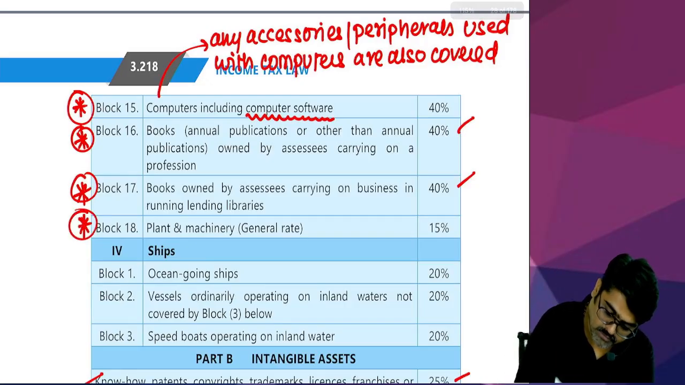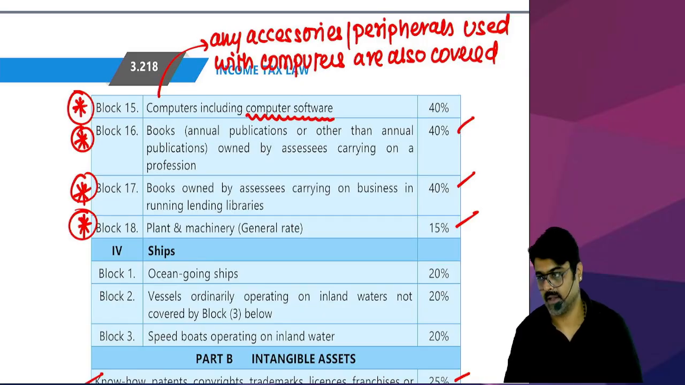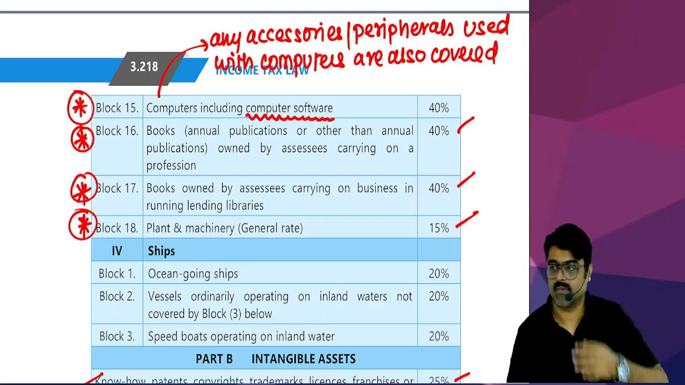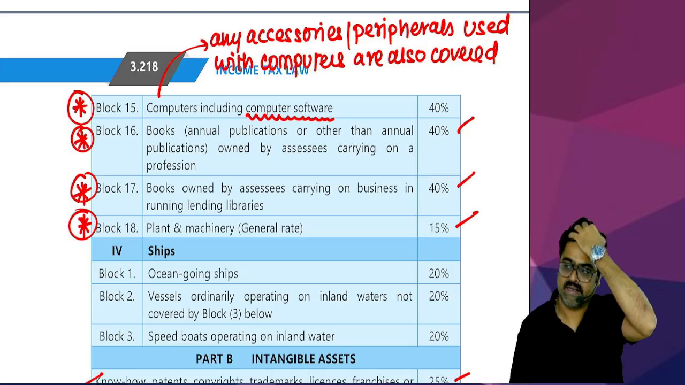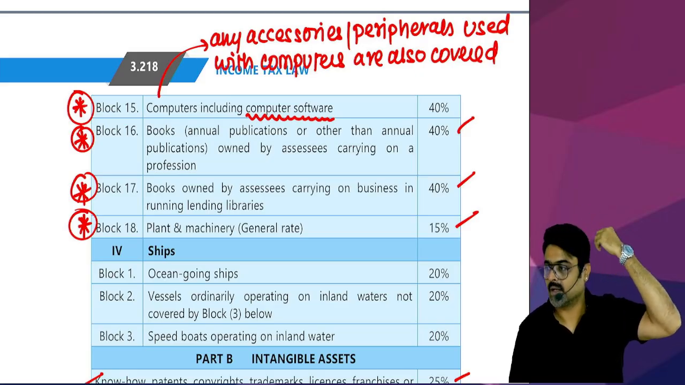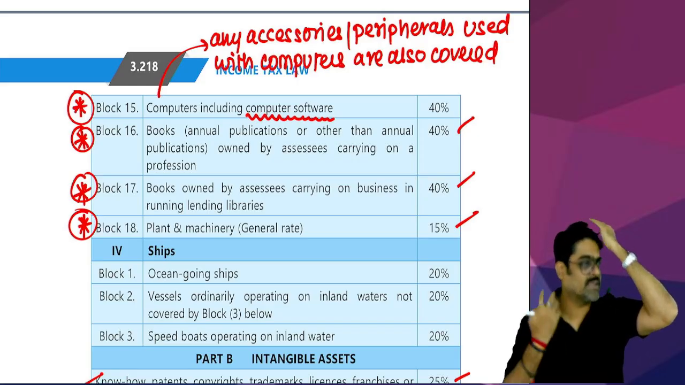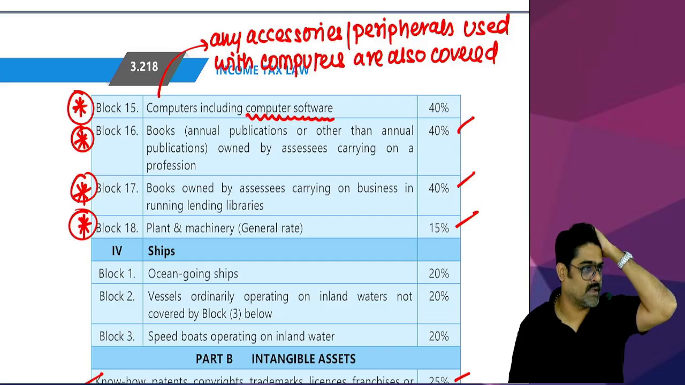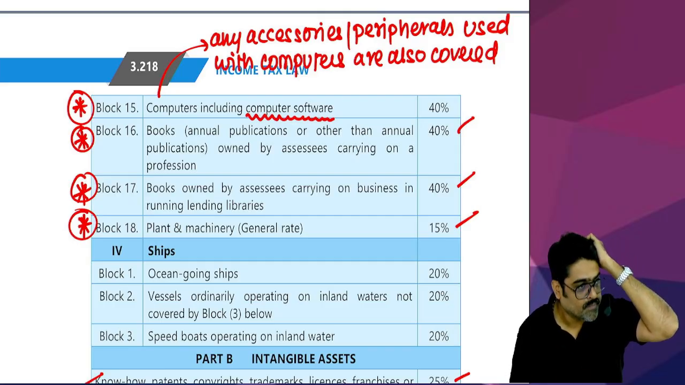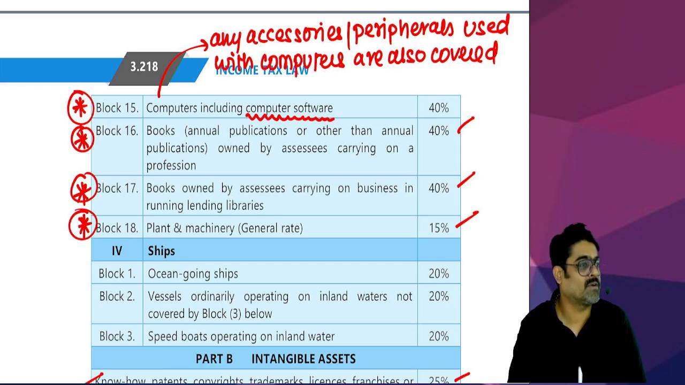Now plant and machinery general rate. Please remember this also. What is the rate? 15%. If you cannot classify any plant and machinery in the earlier 17 blocks, then that is a general plant and machinery. The depreciation rate is 15%. If the question is silent, does not say anything about the plant and machinery, then you apply this general rate only. Otherwise, they will tell you whether the plant and machinery is a computer, then you will have to apply 40%. Then if they tell you that the plant and machinery is a vehicle, then you will have to apply 15% or 30% as the case may be.